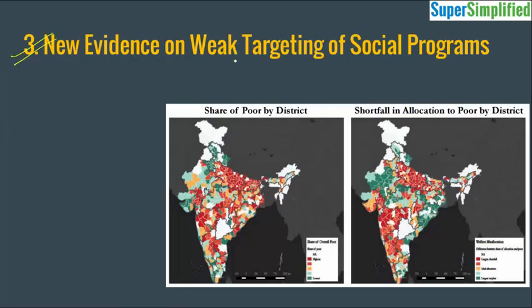Number 3, the new evidence on weak targeting of social programs. This is very important. Even the previous year's economic survey has spoken in detail about the misallocations happening in the benefit transfer programs, right? So it says that welfare spending in India suffers from misallocation. The districts with the most poor, you can see here the districts colored in red, are actually the poorest districts of the country. And in the second graph, you can see the shortfall in allocation to the poor. So the people who deserve the government's support the most are actually deprived of it. This is because a lot of inclusion and exclusion errors are happening in the benefit transfer programs, right?